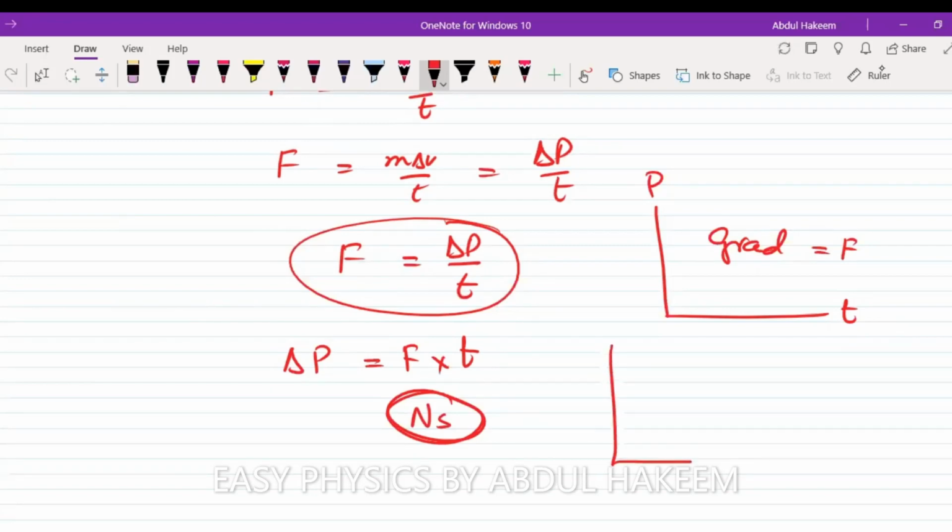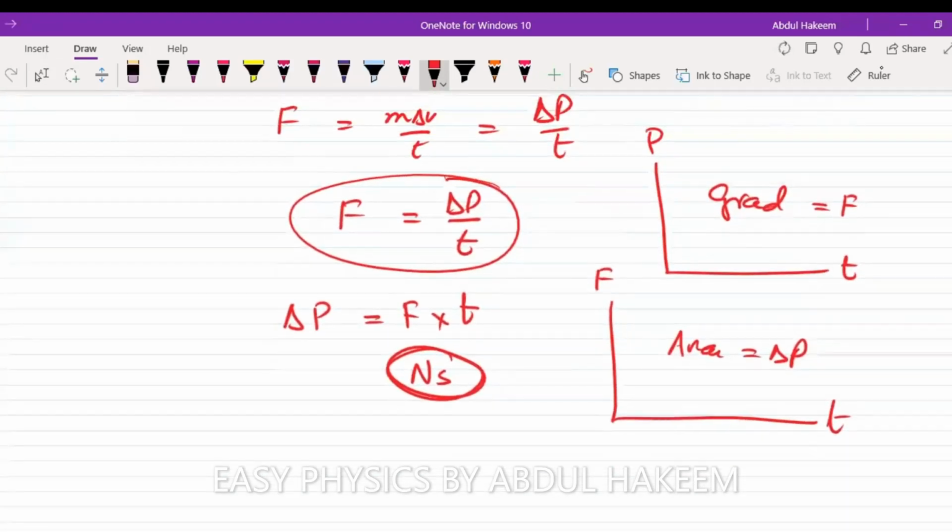And if the graph is plotted between force and time, then the area is equal to change of momentum. And if the time is very, very small, equal to your reaction time, then this change of momentum is called impulse, and the force is called impulsive force. If the unbalanced force is exerted for a very short interval of time, then the change of momentum is impulse, and this is impulsive force. Momentum is a vector. It has direction similar to the velocity.